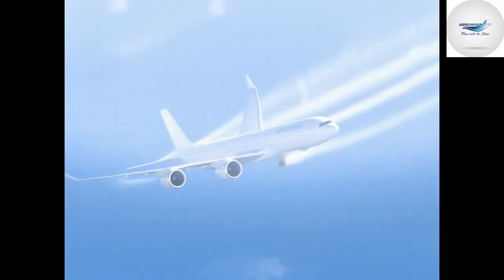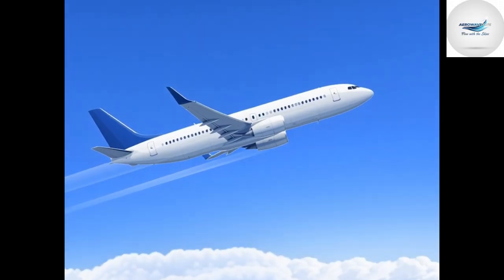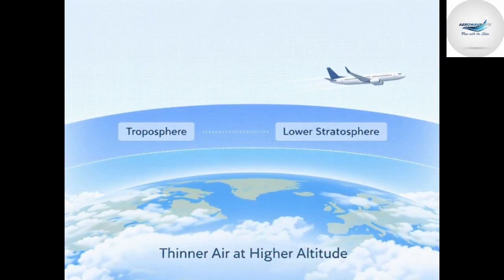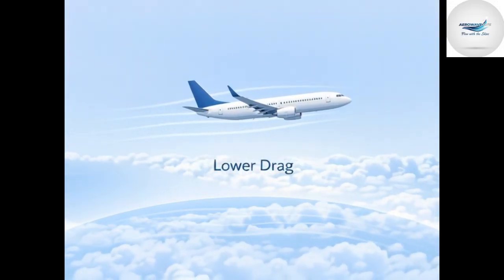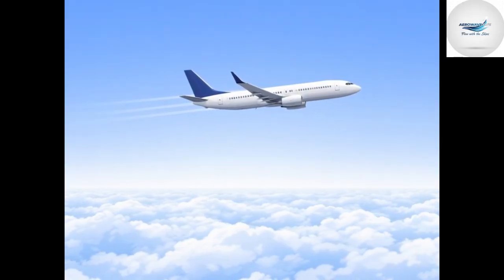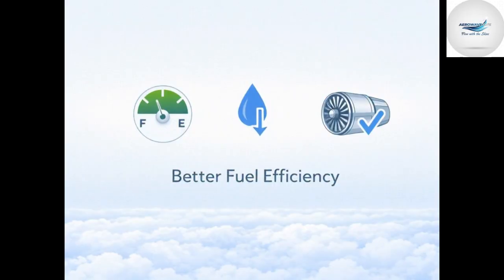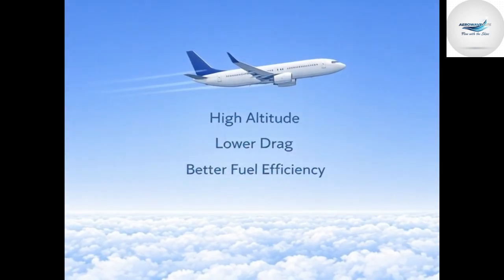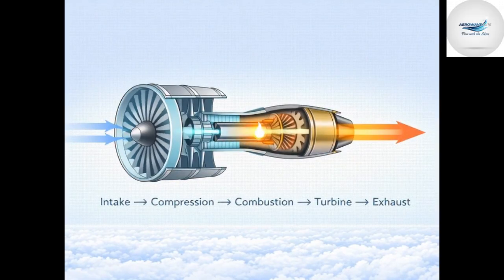Do you know why jet engines are efficient? Jet engines are efficient at high speed and altitude. At high altitude, the air becomes thinner. And thinner air reduces drag, allowing aircraft to cruise efficiently. It makes for better fuel efficiency. Jet engines are most efficient at high altitude and speed because thin air reduces drag and fuel consumption.